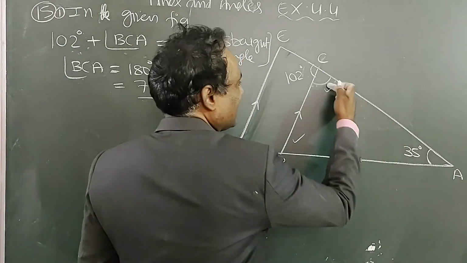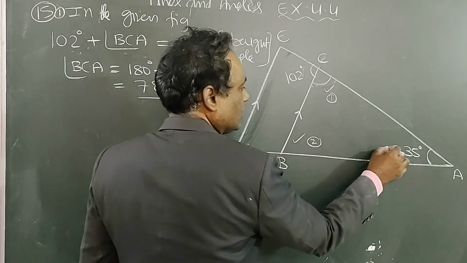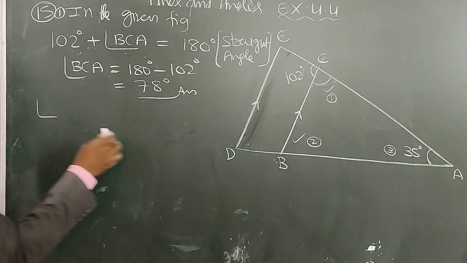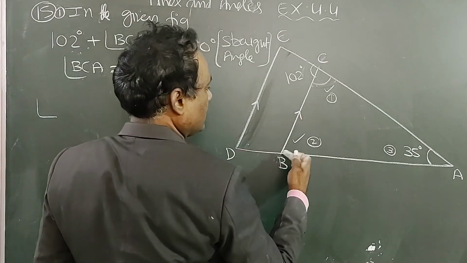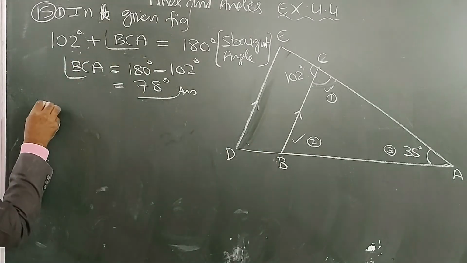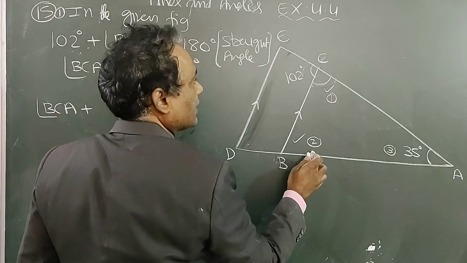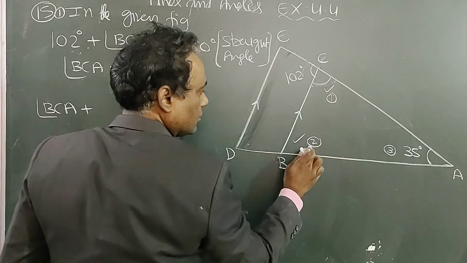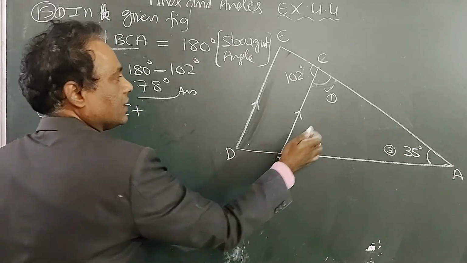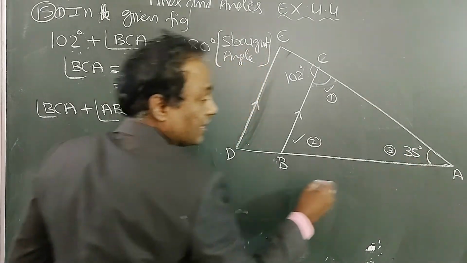The sum of three angles is equal to 180. This is 1, this is 2, this is 3. 1 plus 2 plus 3 is 180 degrees. See, how am I writing this angle? Angle ACB or BCA, anyway we can write. What is the name of this angle? ABC. And this angle is BAC.